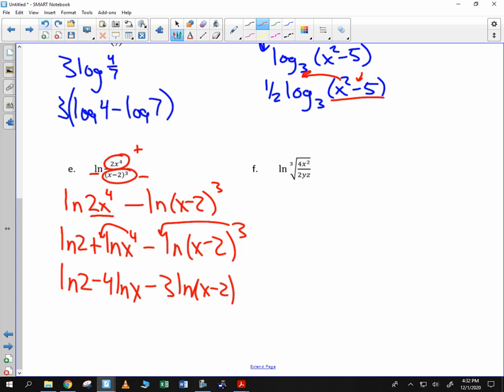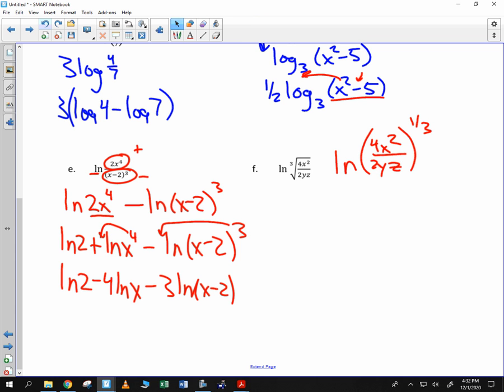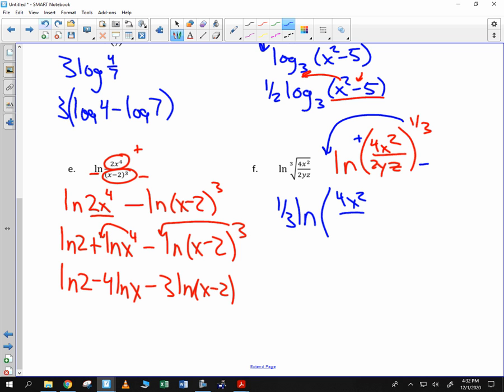And for the last one, we have the natural log of 4x squared over 2yz raised to the 1/3 power. Again, these are in the numerator, so they'll end up positive. These are in the denominator, so they're going to end up negative. First thing, I can dump the 1/3 out. Get 1/3 times the natural log of 4x squared over 2yz.